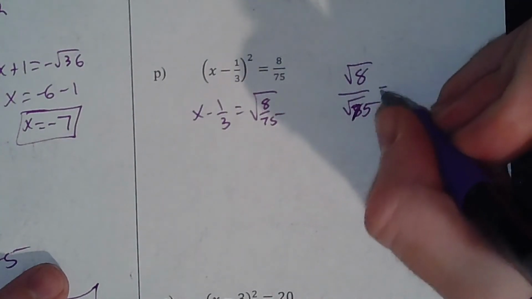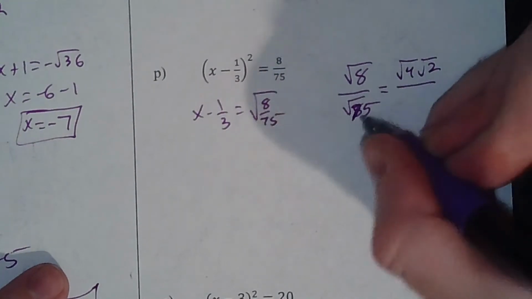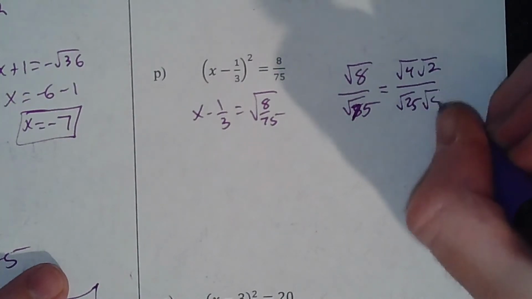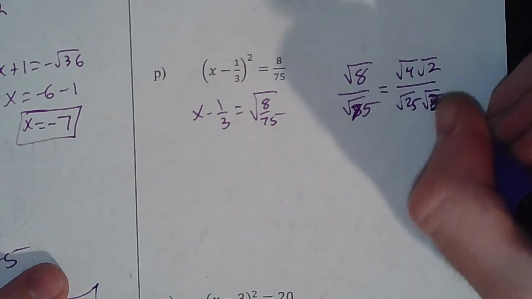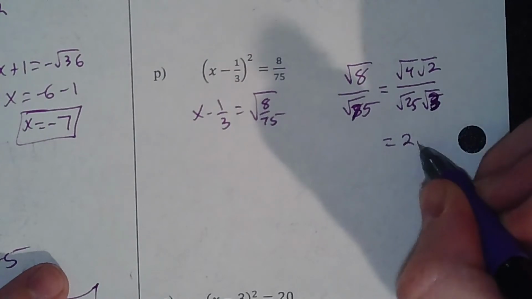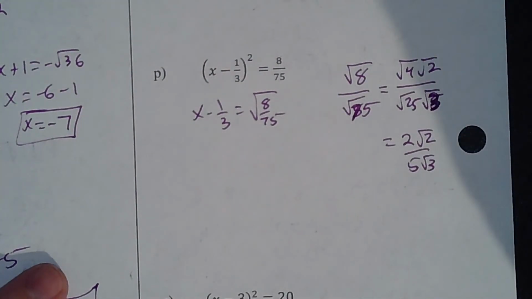Square root of 8, that is square root of 4 times square root of 2. Square root of 75 is square root of 25 and square root of 3. And you get 2 square root of 2 over 5 square root of 3.